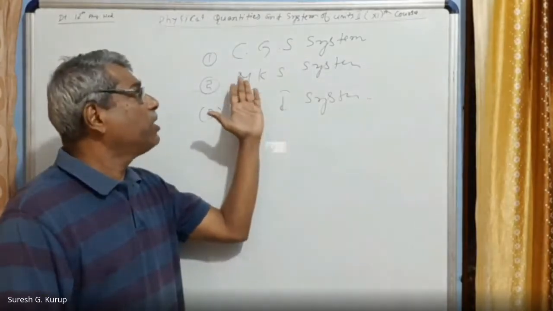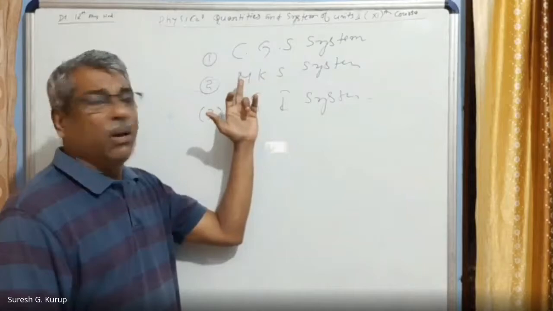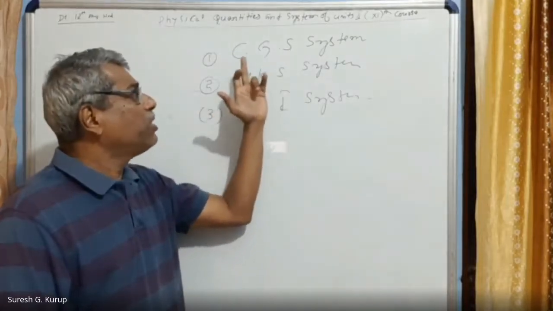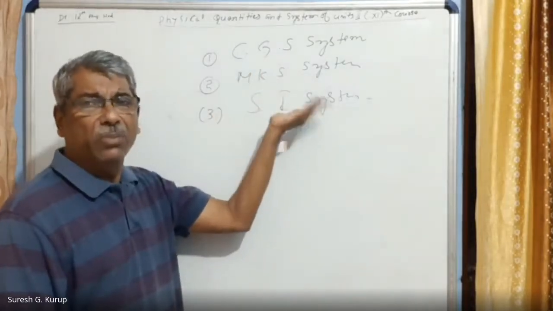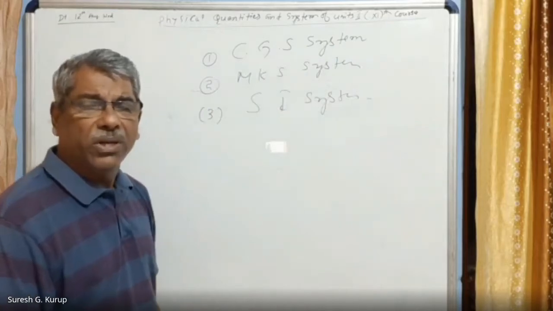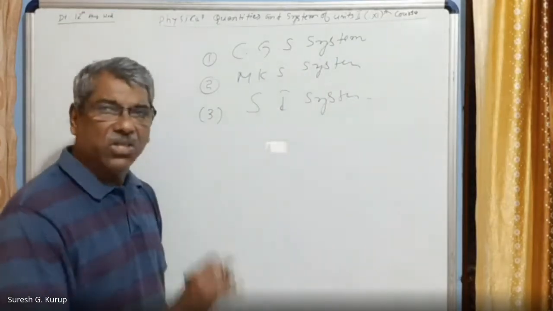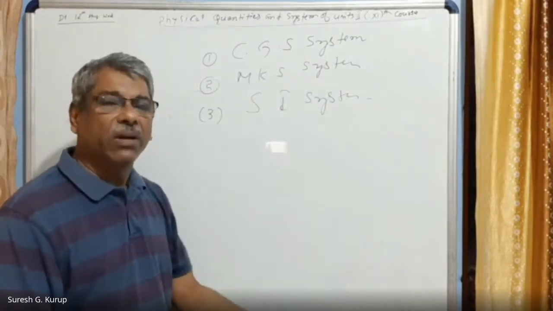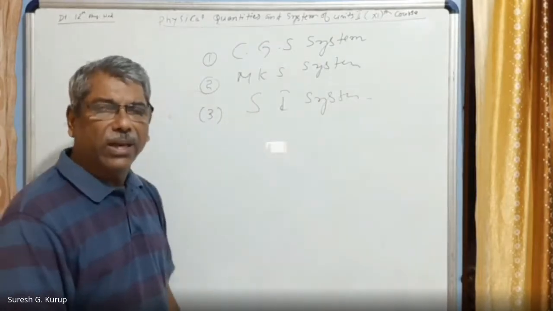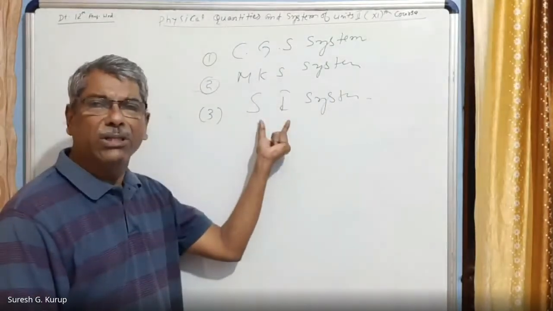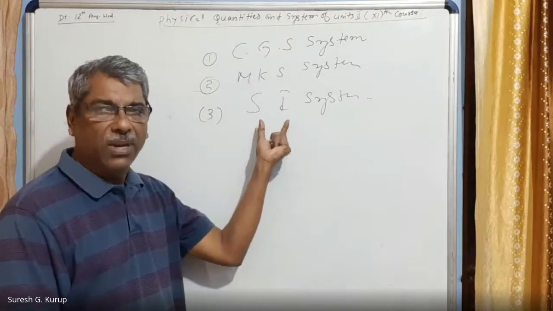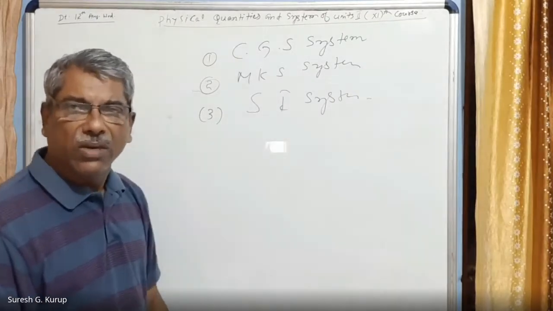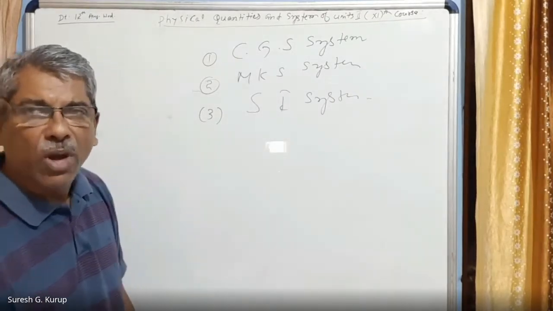Because length is there, mass is there, and the second is there in the MK system. The same quantities are included in the SI system also. That is why we have revised the MK system, and now in modern times we have the SI system. In the SI system, all the 7 fundamentals and the supplementary units we have already studied.